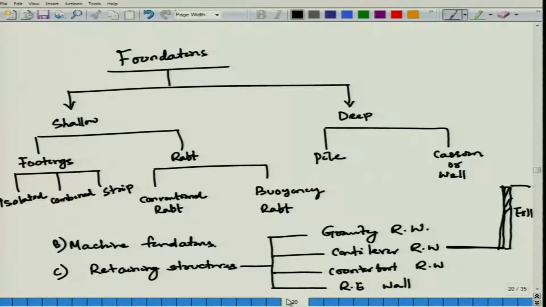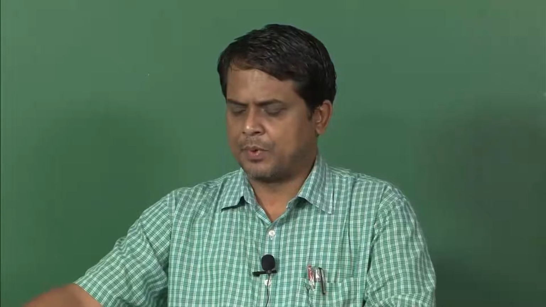Deep foundation, if I classify into two parts, one is your pile foundations. This pile foundation may be a pile raft, friction pile, or end bearing pile, depending upon how it transfers load to the ground. Caisson or well foundation are generally provided in bridges or railway bridges. Then of course there are machine foundations, required to install machines over a foundation.